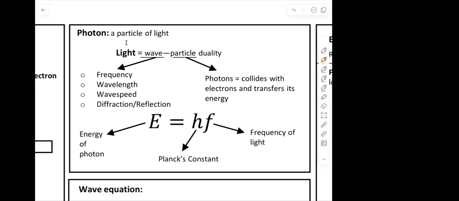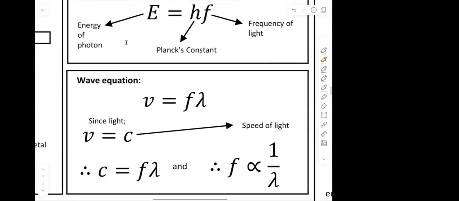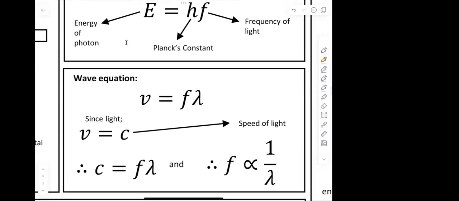Then we can go look at the wave equation of light. So we've got E is equal to hf, where E is the energy of the photon, h is Planck's constant, and f is the frequency of that light, right? And then we can also look at the wave equation in terms of the velocity, the frequency and the wavelength, where v is equal to f lambda, where f is the frequency of the light, lambda is the wavelength of that light, and v is going to be the speed.